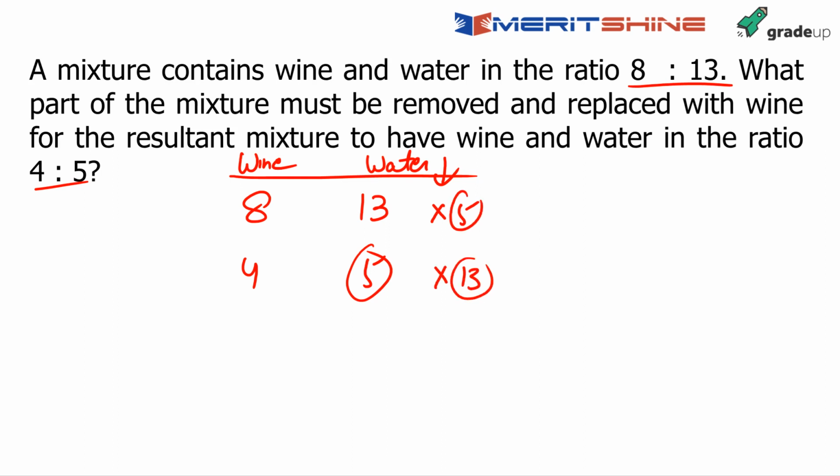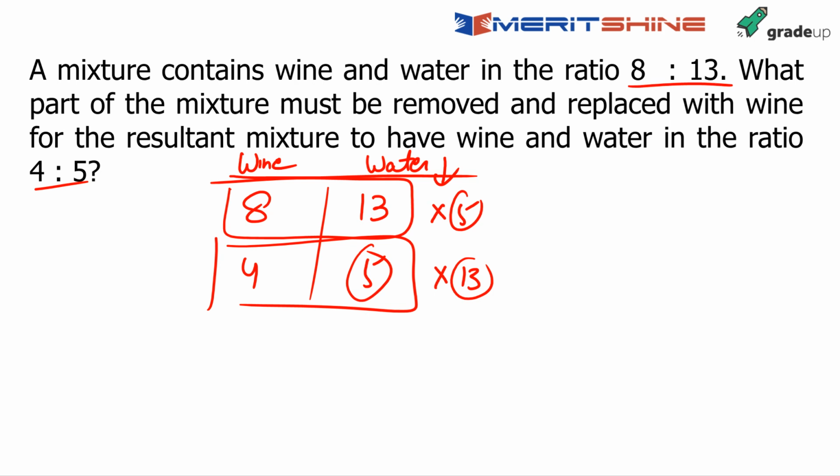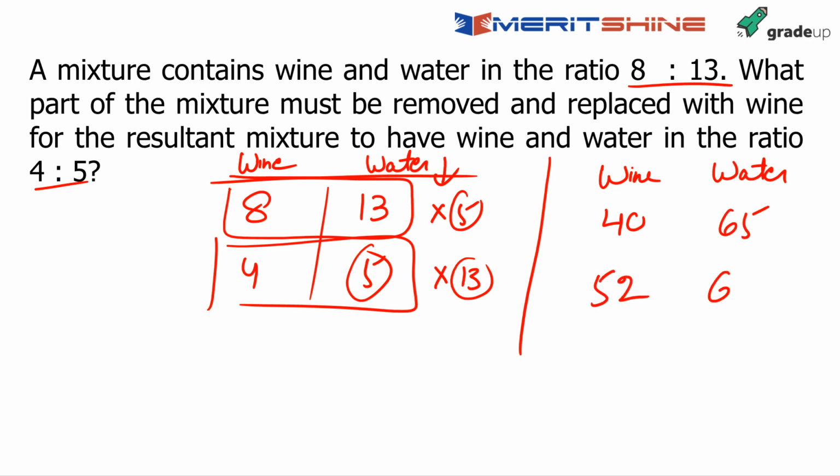Now I am telling you another way of doing this question. You can do it by alligation or weighted average, but you just multiply it quickly like this. When you multiply this, the numbers that you arrive at would be this thing. You do not have to write everything, just want to explain to you. So this becomes 8 into 5, 40. This is 65. This is I think 52, and this is 65. So it comes into this form.